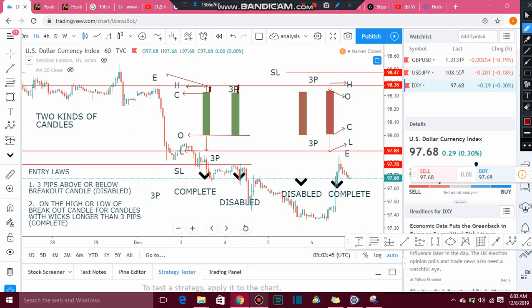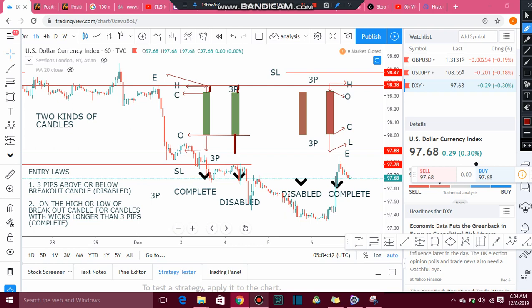The same applies to the sell setup, and of course your stop loss has to be 3 pips away from the low. For a complete candle, it has to be 3 pips away from the low. For an incomplete candle, it has to be 3 pips away from the close or open of that candle, for a bullish setup. Now for a bearish setup, we're looking at below for entry.